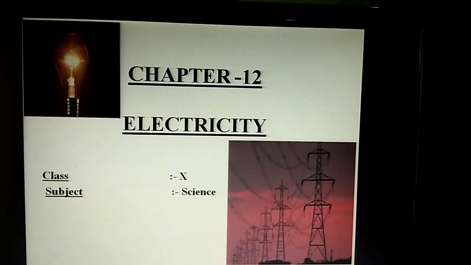There are two types of electrical energy, based on how it is generated. One is static electricity and the other one is current electricity.